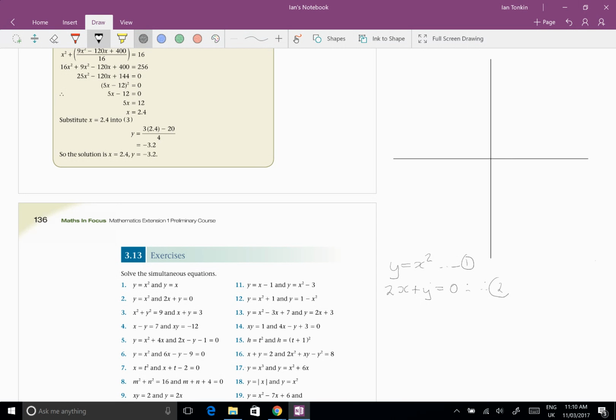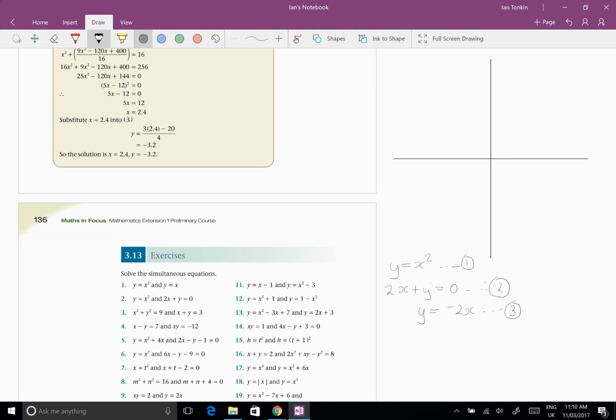Now, the second equation is not written in the way that I would like it. I want it to be written as y equals or x equals, so I can do substitution. So I'm just going to minus 2x from both sides, or in some cases, people say just move that 2x across. And I'm going to call that equation number 3.